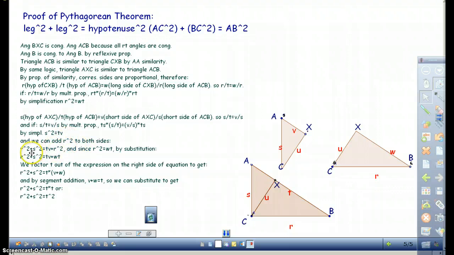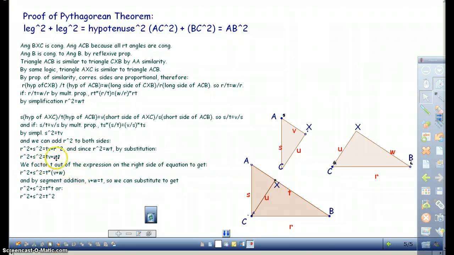So now, let's say we add this value R squared to both sides. We can just add that. That is the addition property of equality, says we can add the same thing. So R squared plus S squared equals TV plus R squared. And we added R squared to both sides, right? And because R squared is equal to WT, that's what we proved up here, we're going to substitute, and instead of calling this R squared, we're going to say R squared plus S squared is equal to TV plus WT.